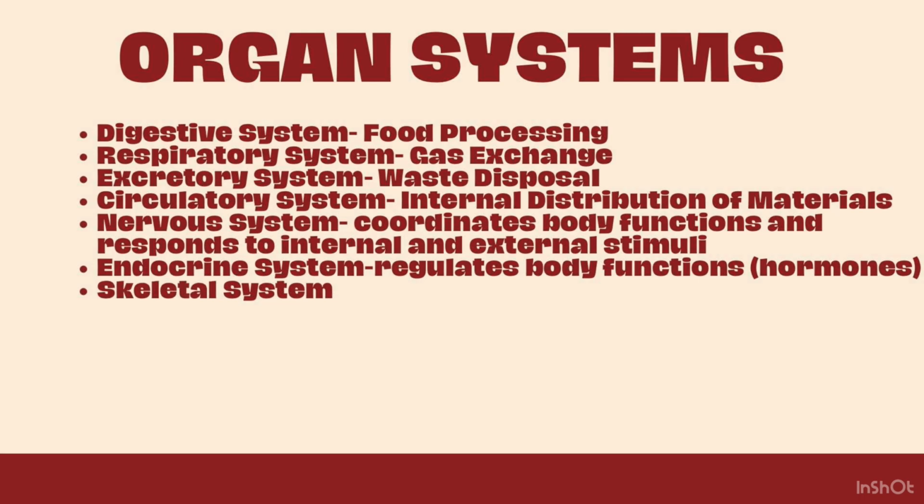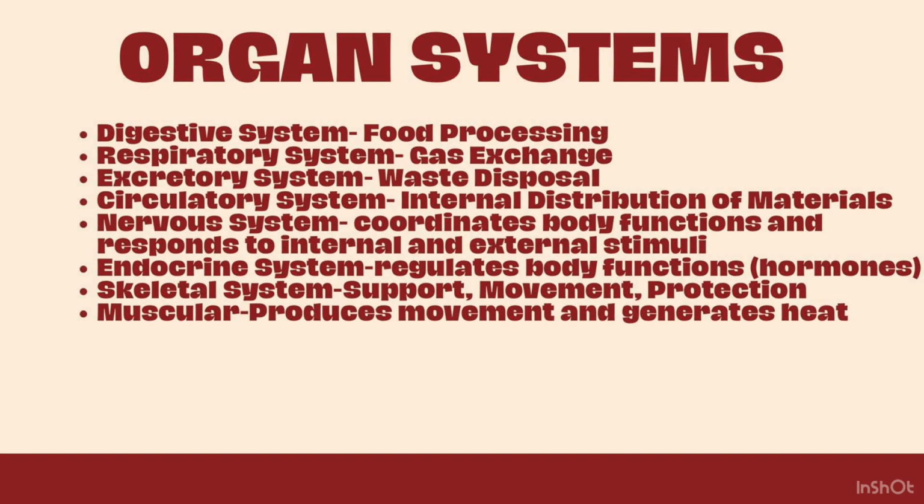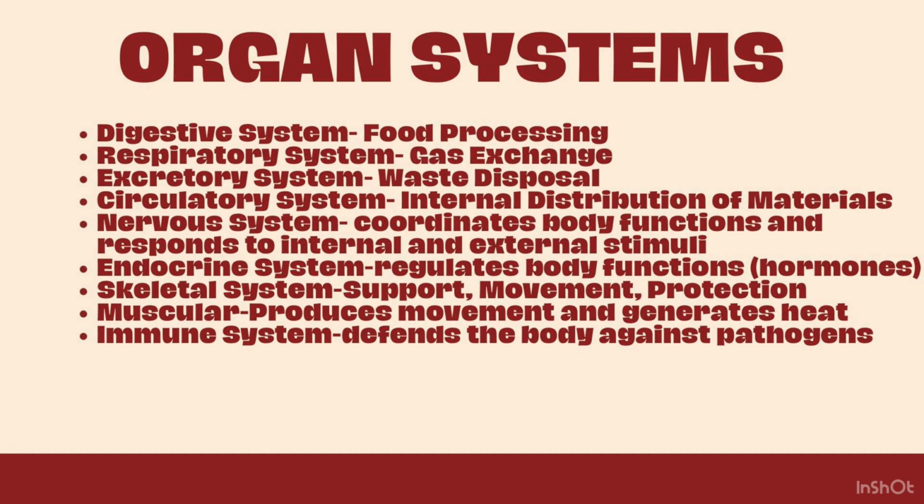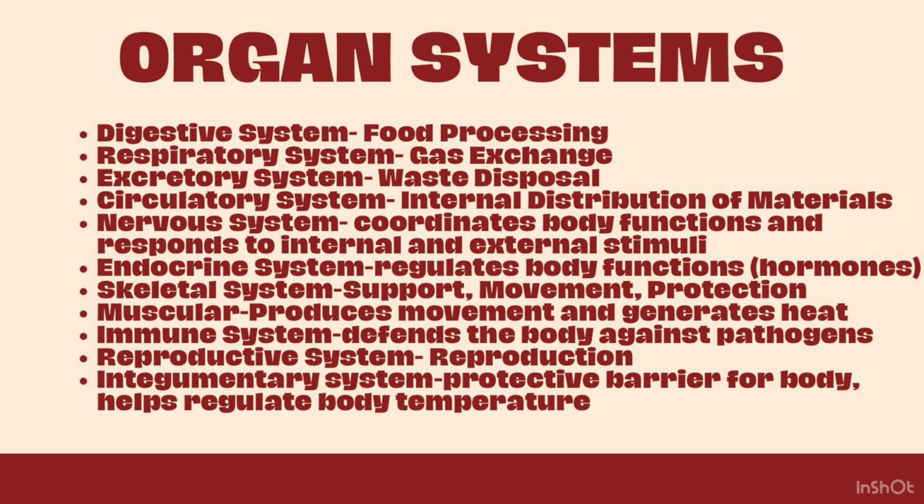The skeletal system, which offers support, movement, and protection. The muscular system, which produces movement and generates heat. The immune system, which defends the body against pathogens. And the easiest one to remember, the reproductive system, because the main function of this one is literally to reproduce. And lastly, the integumentary system, which is a protective barrier for the body, and it helps regulate the body temperature. So take a second, pause the video, write this down, or just take a screenshot.